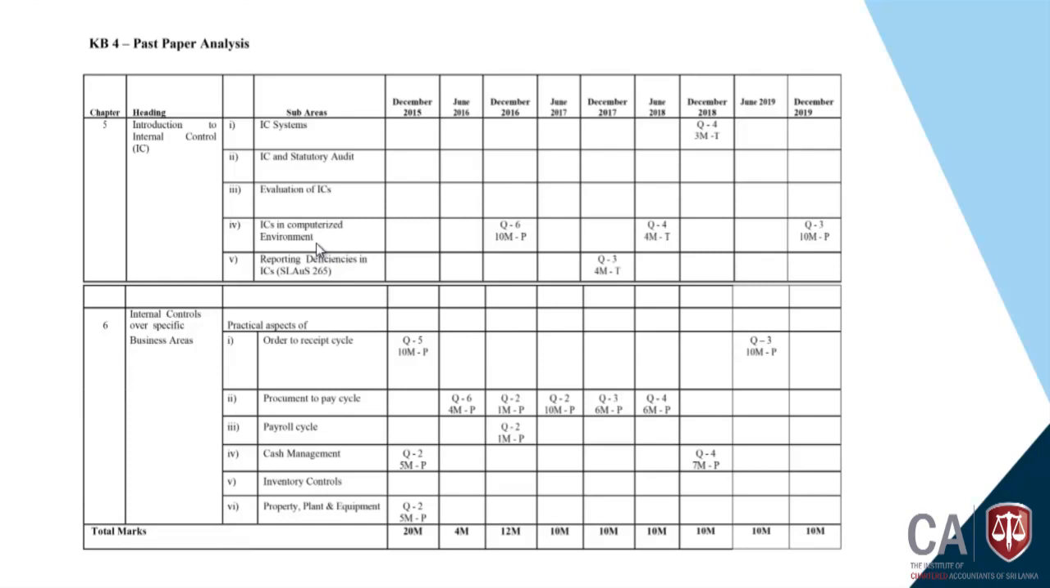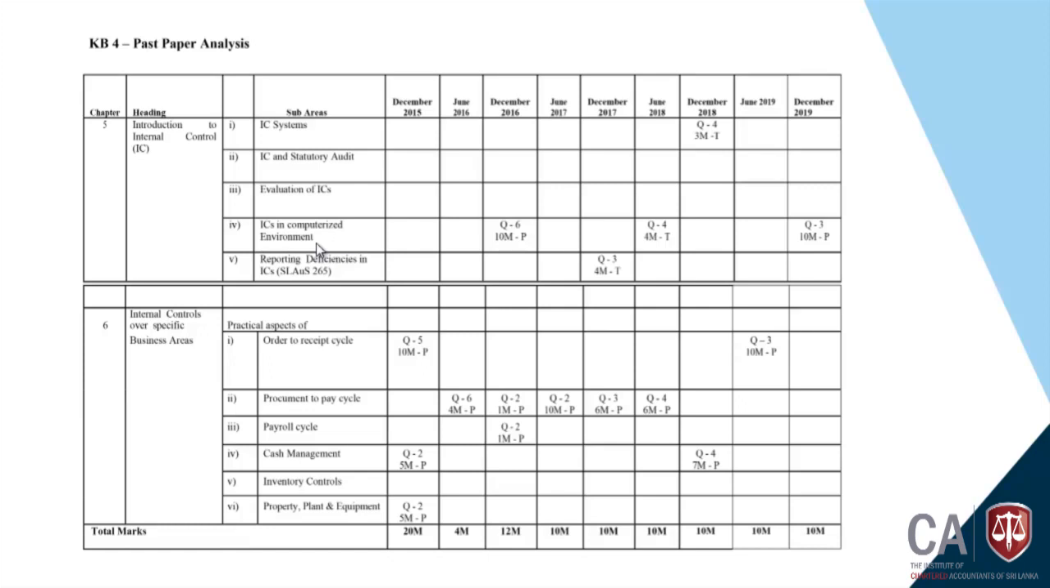I told you that the internal control chapter contains two parts. One is the introduction to internal control, the theoretical aspects, same thing in the CL1 syllabus as well, and the internal control over specific business areas, that is the practical side of internal control. On the theoretical side there were some questions, but on the practical side there is continuously an application question. There are 5 areas we have to discuss: order to receipt cycle, procurement to pay cycle, payroll cycle, cash management, inventory control and property, plant and equipment.